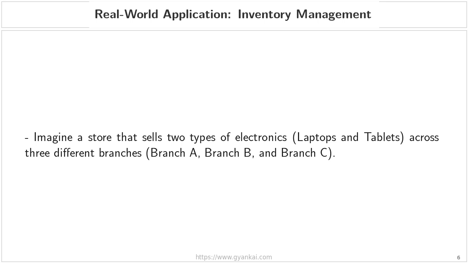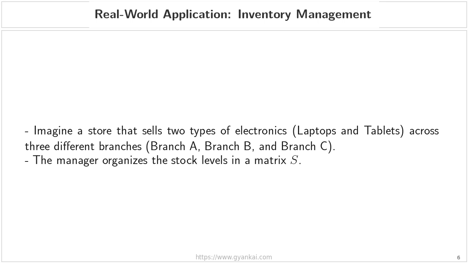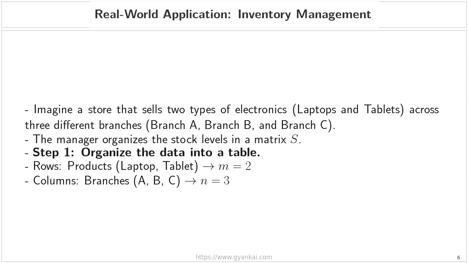Imagine a store that sells 2 types of electronics, specifically laptops and tablets, across 3 different branches, which we will call Branch A, Branch B, and Branch C. To keep track of the stock levels efficiently, the manager decides to organize this data into a matrix, which we will denote as Matrix S. The first step in this process is to organize the raw data into a structured table.